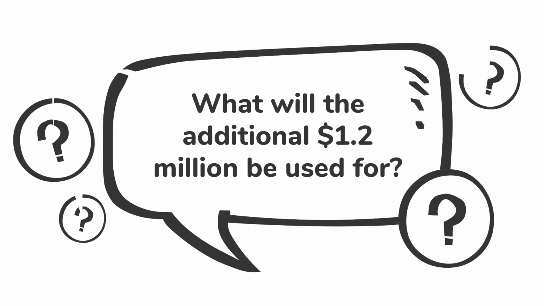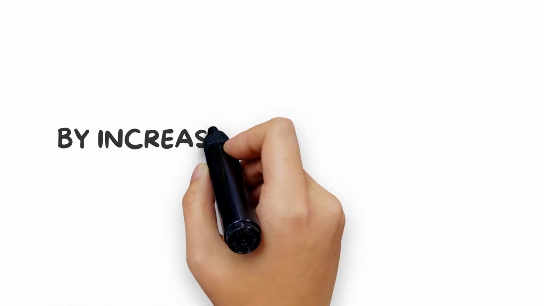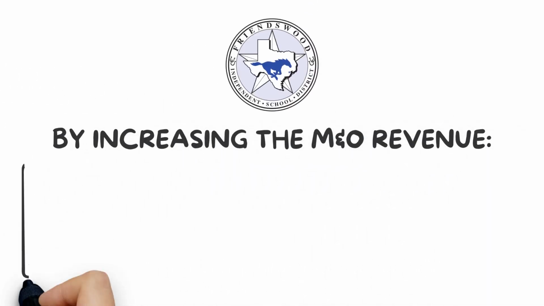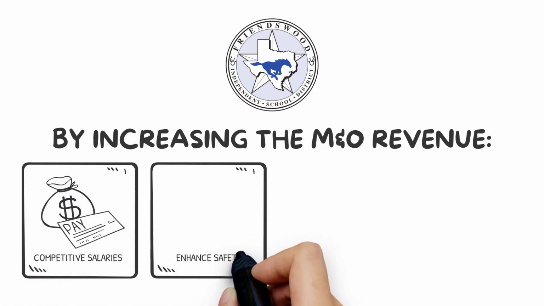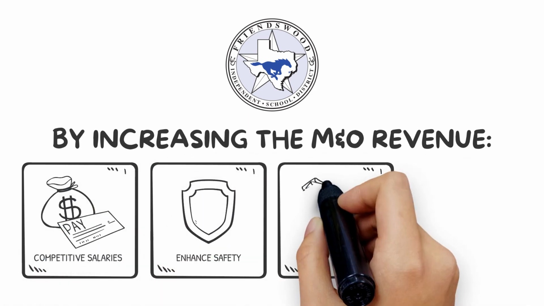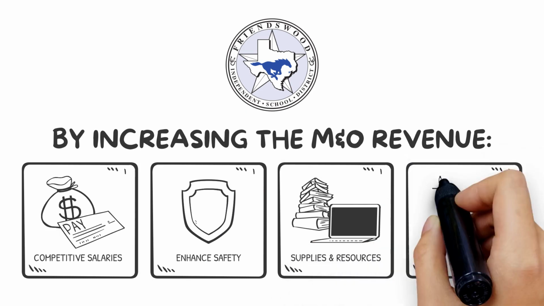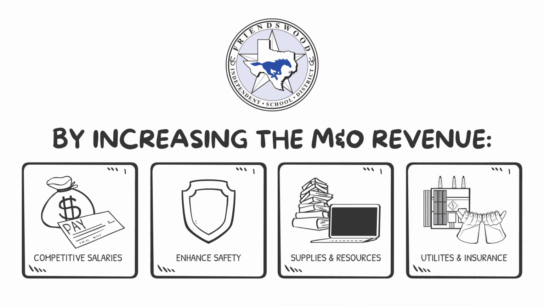So what will the additional $1.2 million be used for? By increasing the M&O revenue, Friendswood ISD will be able to utilize these funds to provide competitive salaries, enhance safety measures, fund classroom supplies and resources, and support essential utilities and insurance costs.